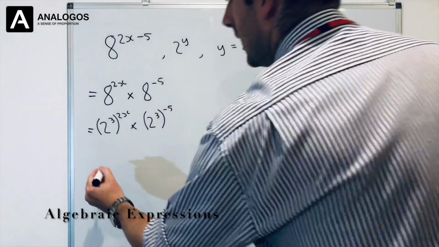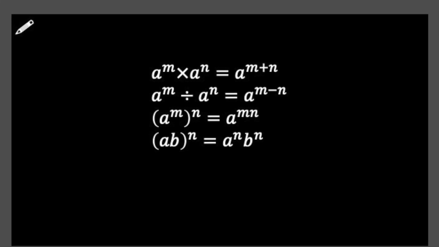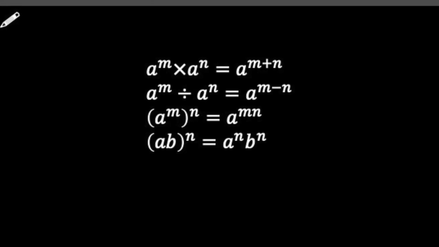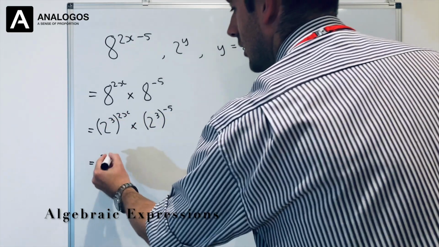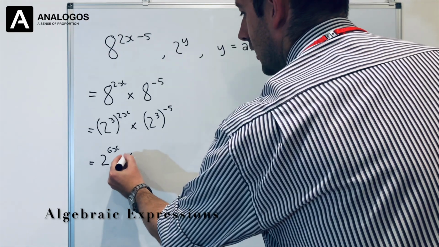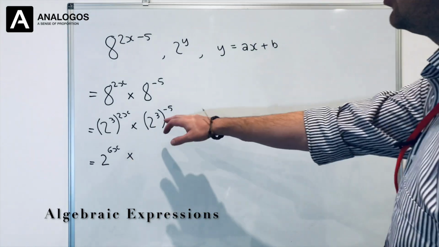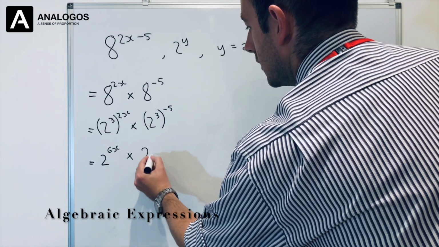Okay, and then from the laws of indices, power inside the bracket, power outside the bracket, what does that mean? You can multiply them together. So that gives you 3 times 2x would be 6x, multiplied by 2 to the power of 3, all to the power of minus 5. 3 times minus 5 is minus 15.